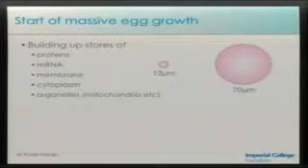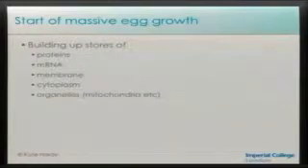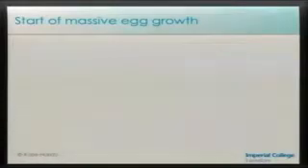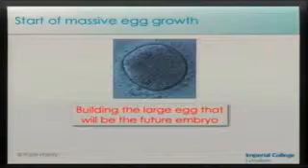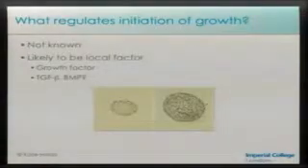It's also an important stage because it's the start of massive egg growth. So this is to scale, and you can see how much the egg is growing in the mouse. And the egg is building up stores of proteins, messenger RNA, membrane, cytoplasm, organelles, mitochondria to make energy, and so on. So it's actually a very important phase. And what you're doing is building the large egg that will be the future embryo. So it's very important that these stages go right.